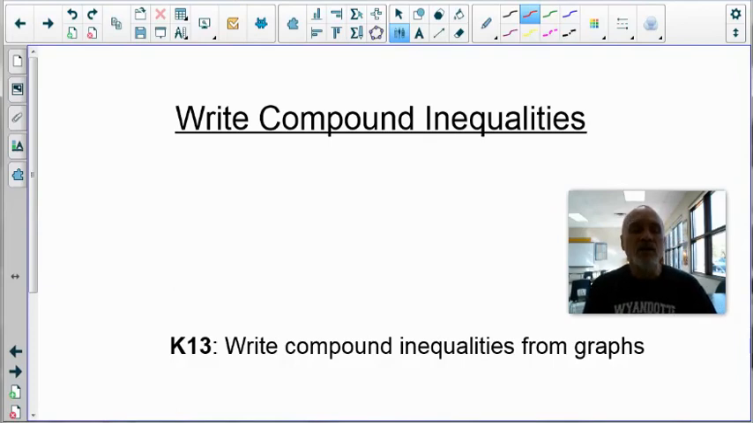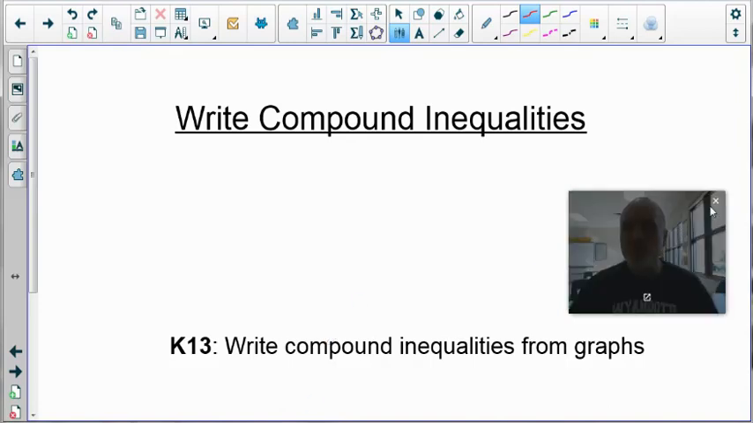The IXL is going to be K13, write compound inequalities from graphs. And if you know how to graph a compound inequality, you know how to write one from a graph, kind of the same thing with that K1, K2. But we're just going to do a couple of them real quick here.